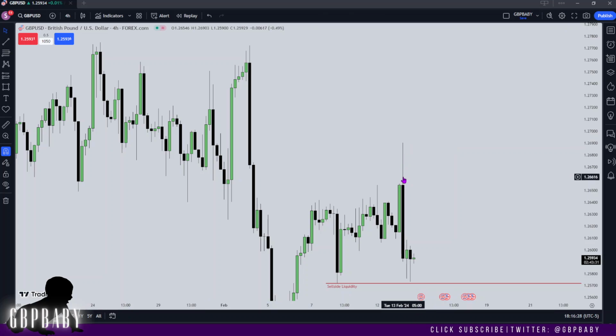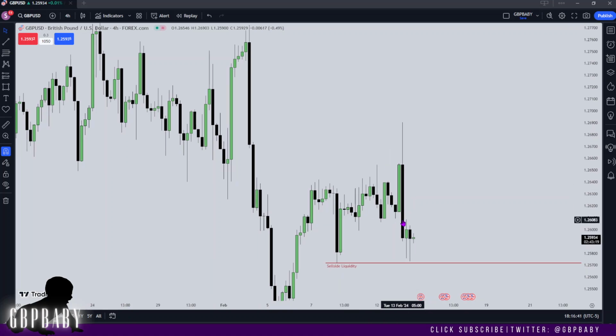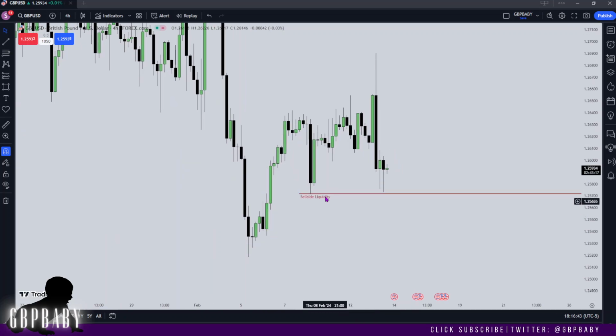And you'll find that whilst pound was taking out this high, dollar failed to take out its low, and euro failed to take out its high. And that's an example of smart money divergence, which is what I was stating would likely happen. And that's exactly what we've seen. So that's nice to see. But overall, sell side liquidity, that's my target moving into tomorrow.